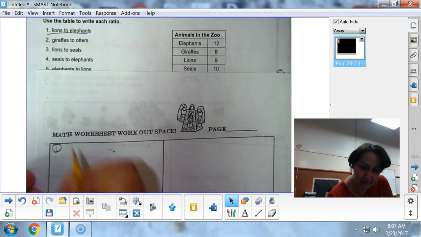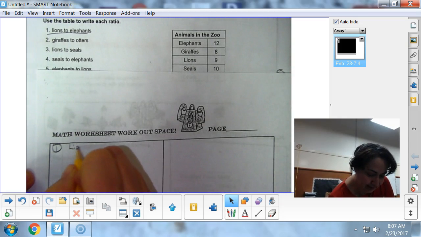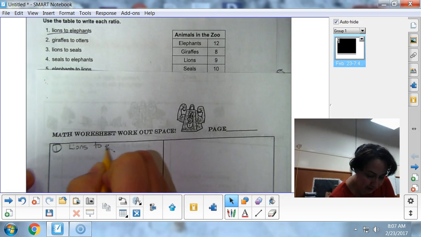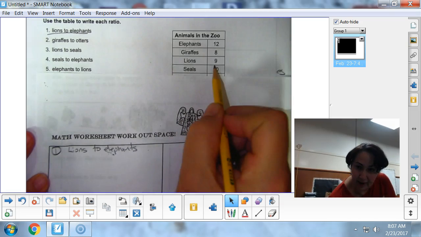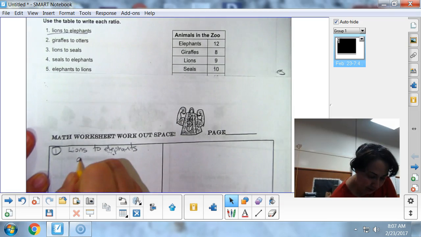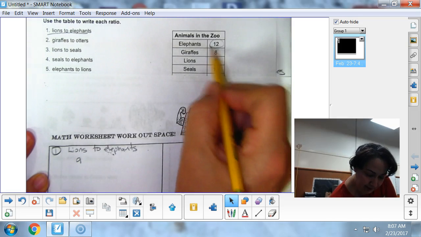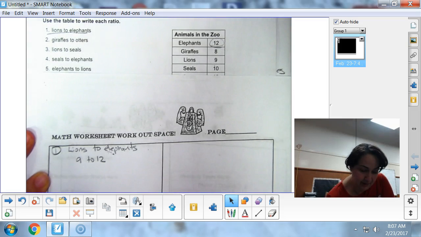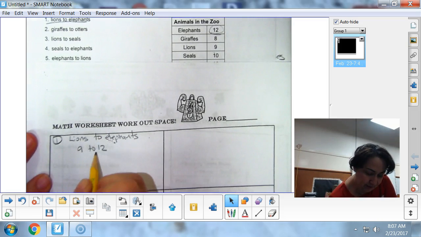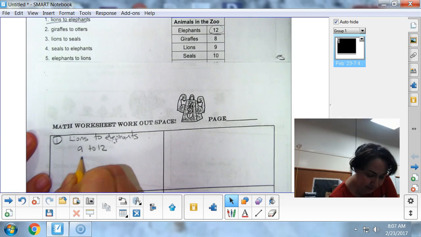So I'm going to label it number 1, and it's lions to elephants. Okay, so lions I have 9, and elephants I have 12. I'm going to write that with the word to, I'm going to write it with a colon, and I'm going to write it as a fraction.